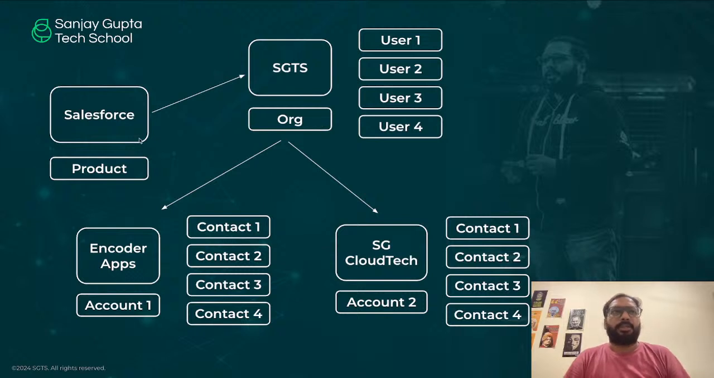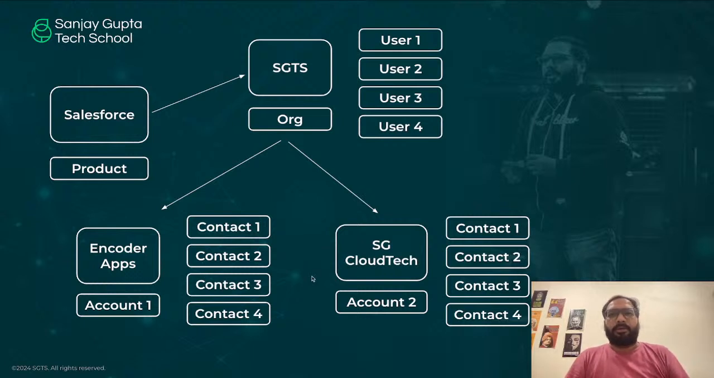their business. So first entity is Salesforce. Second entity here is SGTS, who is using the Salesforce to manage the activities. And Encoder apps, SG Cloud Tech, you can consider them as a consulting firm who are providing their services to SGTS, so that their accounts and contacts we are managing into that org.